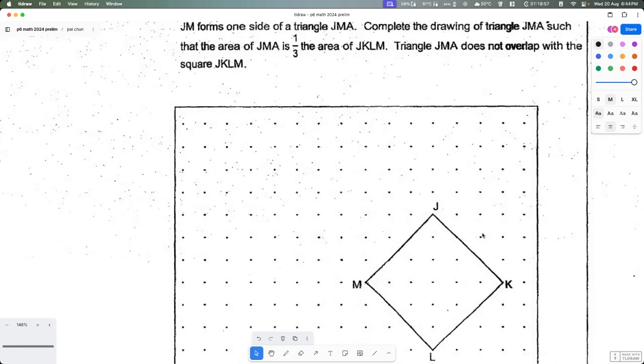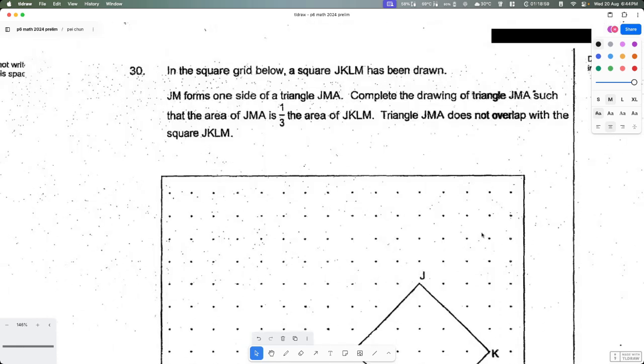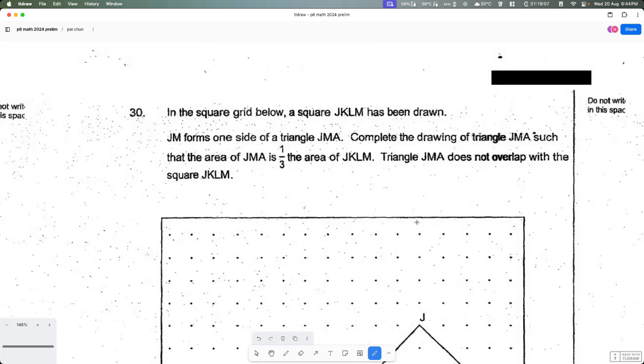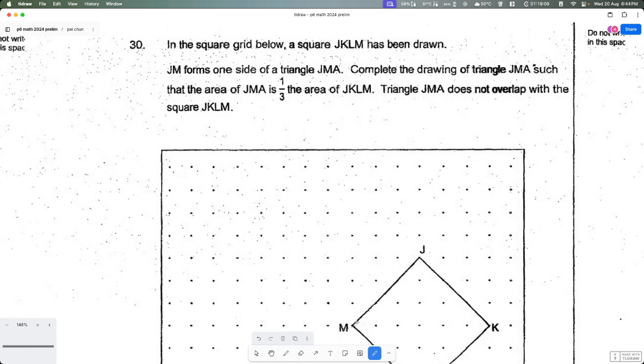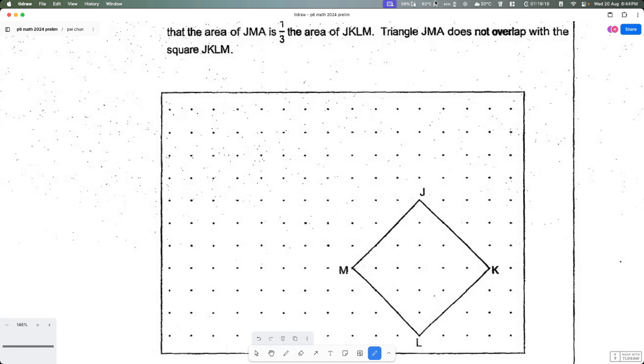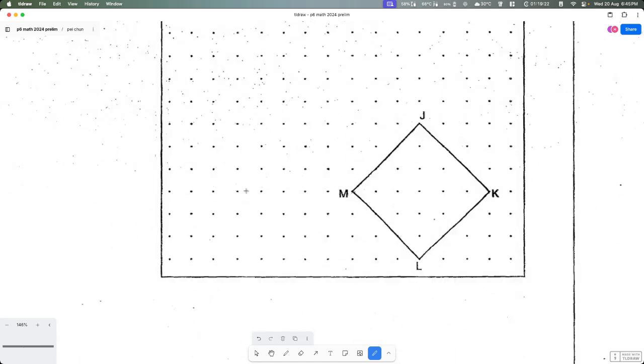Okay, last question. In the square grid below, a square JKLM has been drawn. JM forms one side of the triangle JMA. So I complete the drawing of a triangle JMA such that the area of JMA is one third of JKLM. So triangle JMA does not overlap with square JKLM, right? So let's calculate what's the area of this.